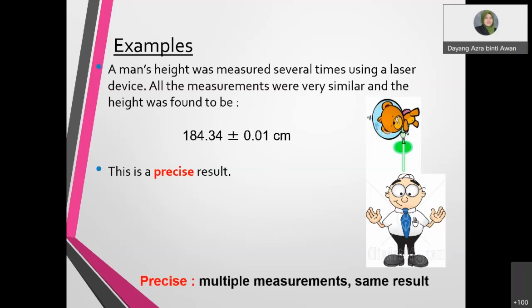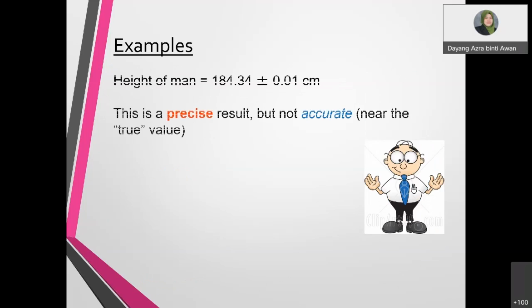But, okay, so you can see that precise is the multiple measurements with the same result. Okay, so you have your result which is 184.34, 184.35, 184.33. Itu saja ya you punya result. That's why you dapat 0.01 cm. Okay. Tapi you punya result adakah dia accurate? Okay. It's not accurate sebab dia is not near to the true value.